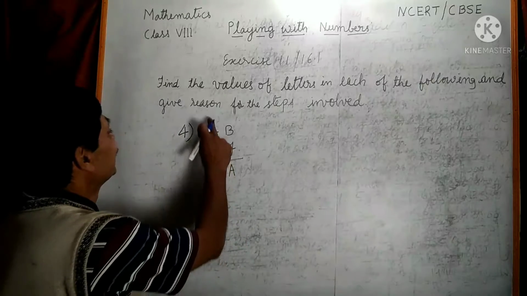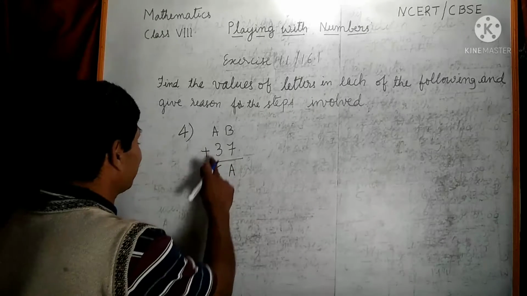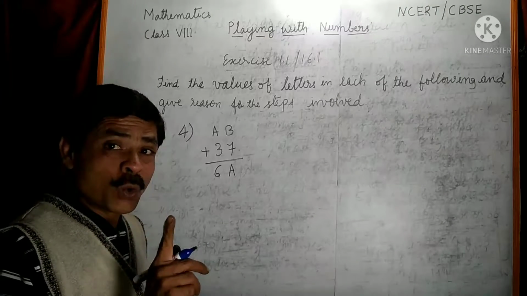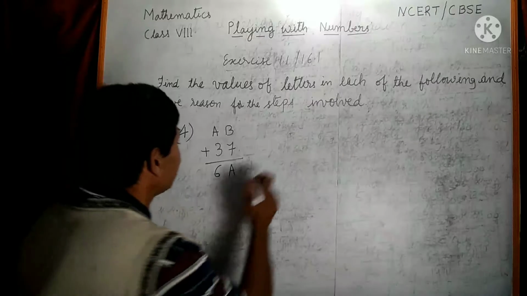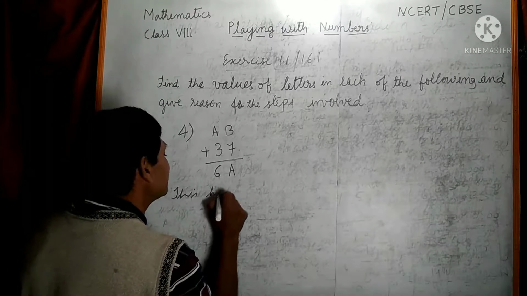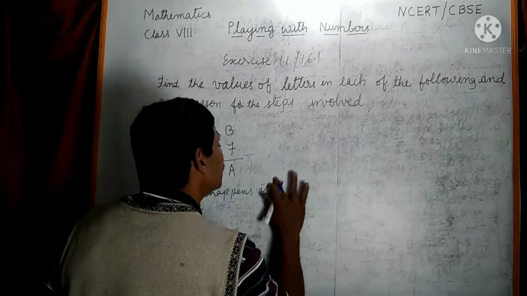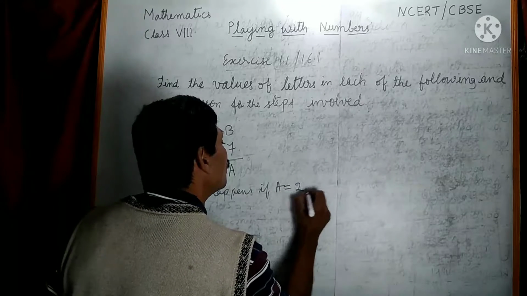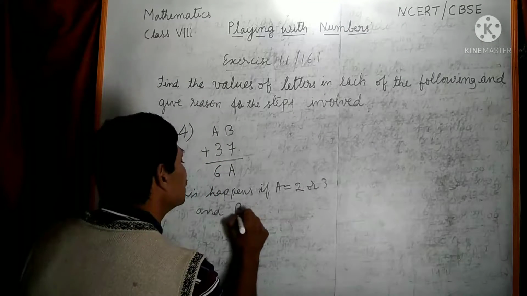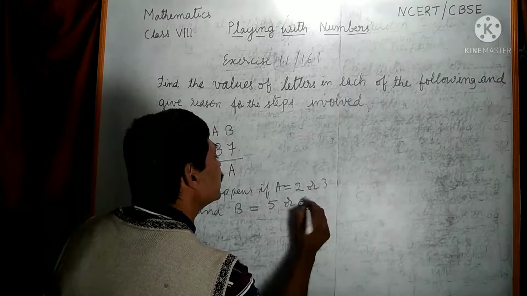Now let us look at second column. This is possible to get 6 if A is equal to 2 or 3. So that this happens if A is equal to 2 or 3 and B is equal to 5 or 6.